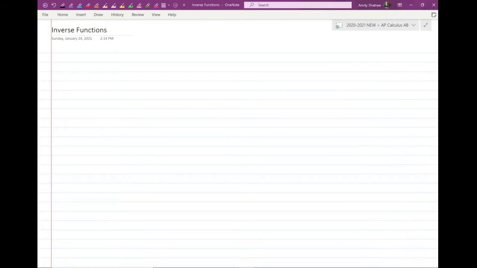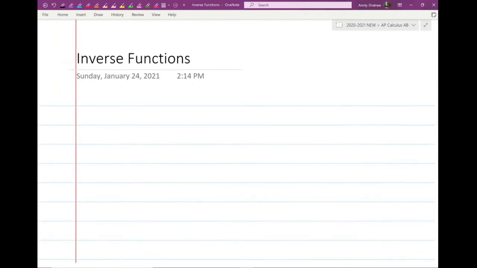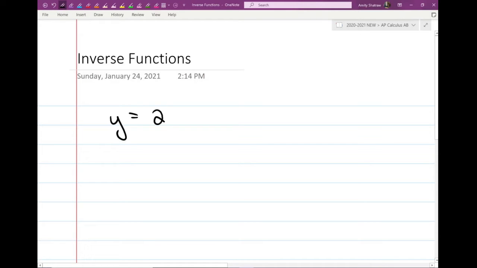So for this freestyle on 3.5, I'm not going to do too much calculus. I just want to remind you of how to do an inverse real quick. Say, for example, that I have the function y equals 2x. The way to find the inverse is to flip x and y. And so I get x equals 2y, and you're like, okay, but what do I do with that?